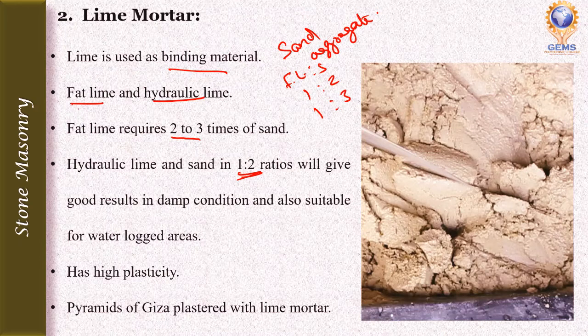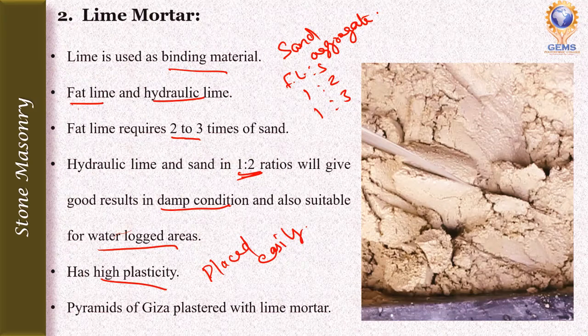This hydraulic lime will give good results in damp conditions and is also suitable for waterlogged areas. So if your area is waterlogged, or if the building is in a damp condition, we can go with the hydraulic lime. The lime mortar has high plasticity, so it can be placed easily on the structures because of its high plasticity.